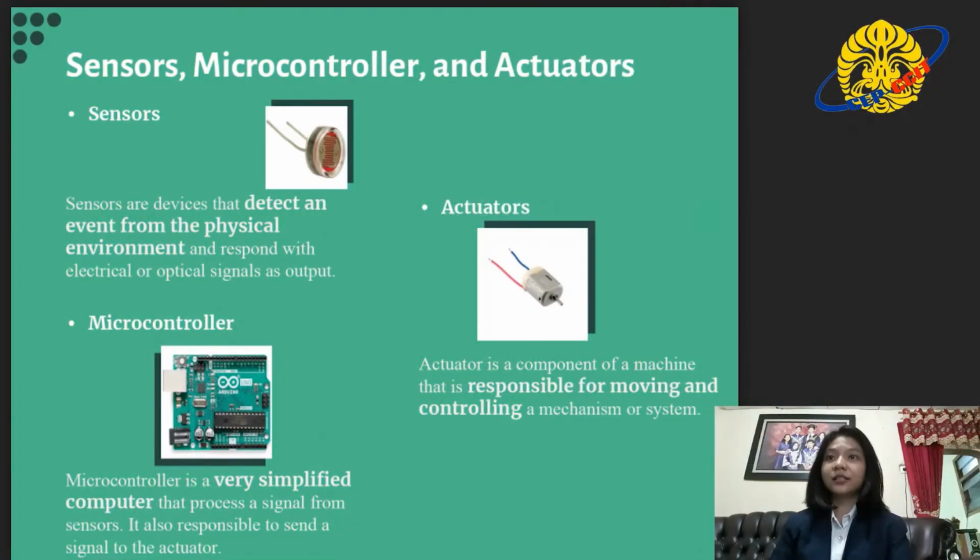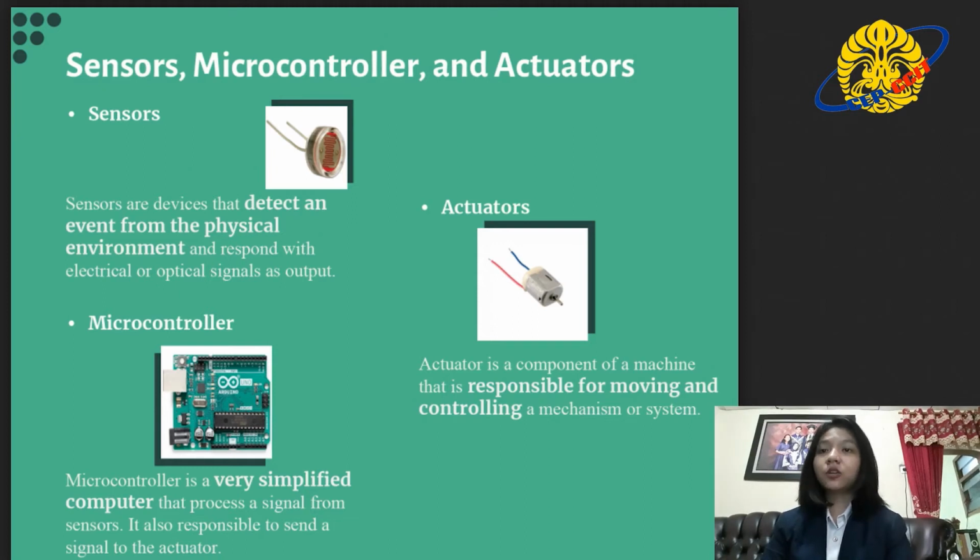Next, there are sensors, microcontroller, and actuator. Sensors are devices that detect an event from the physical environment and respond with electrical or optical signals as output. There are sensors that measure moisture, motion, pressure, temperature, or other environmental properties. For instance, the sensors that will be used in this ISAS are the soil moisture sensor, which measures the volumetric water content in soil, the temperature sensor, which measures the warmth or cold of an object, and the sunlight sensor, which detects whether it is dark or light.